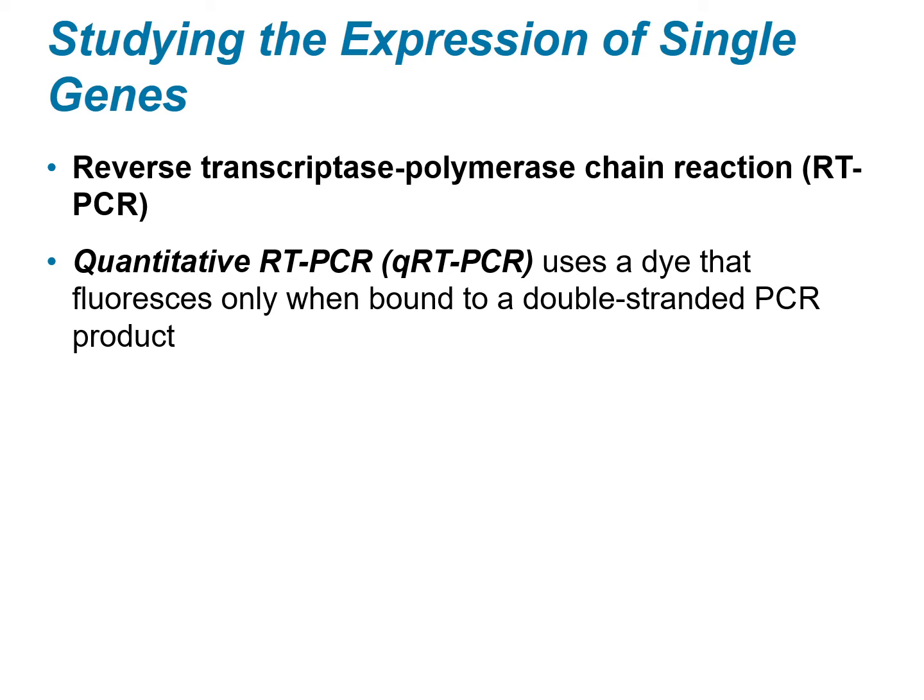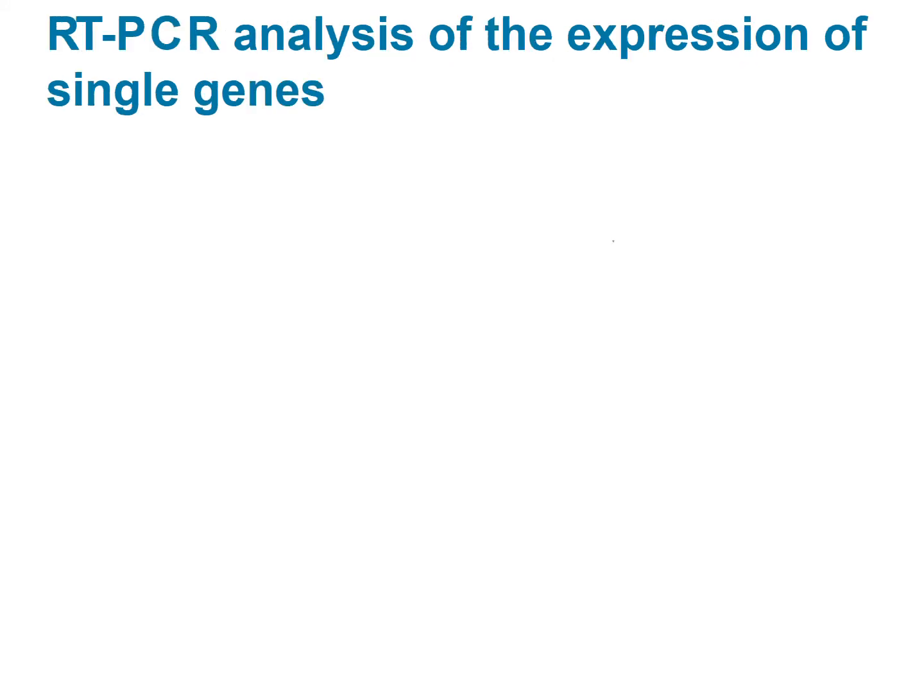So the process involves the detection of messenger RNA, but producing DNA from that messenger RNA by complementary base pairing. It's like PCR, where you're synthesizing a piece of DNA, but here you're using RNA as a template rather than DNA. That allows you to identify the expression, basically the product of transcription, or the expression of a gene within particular tissues. So let's look at the process of RT-PCR to analyze the expression of single genes.